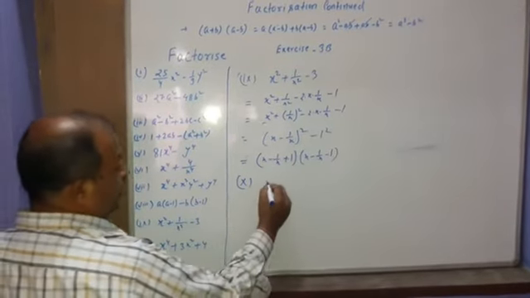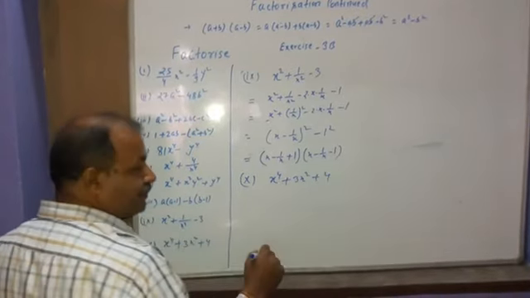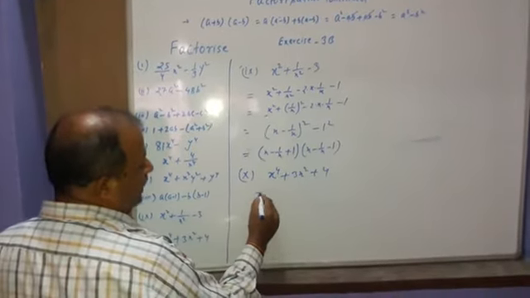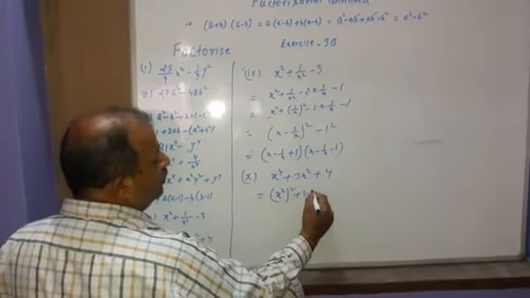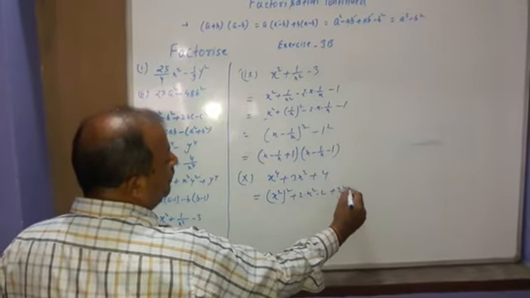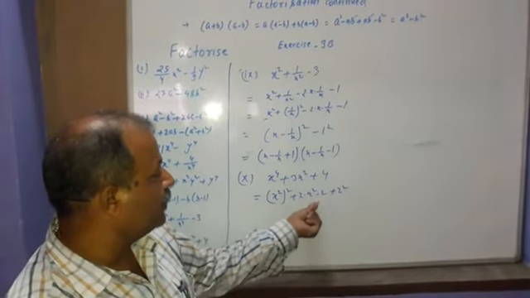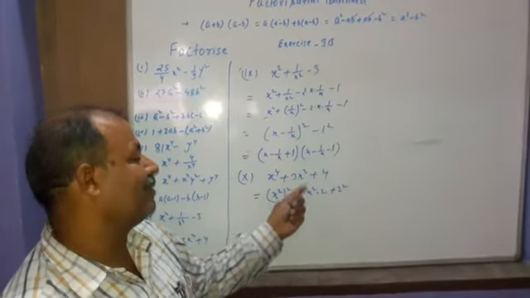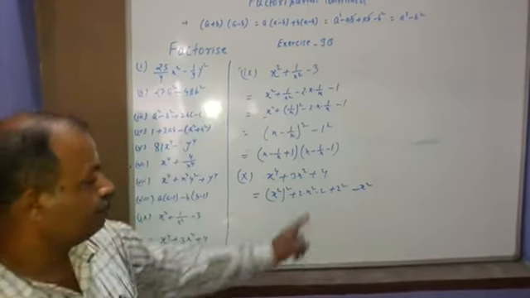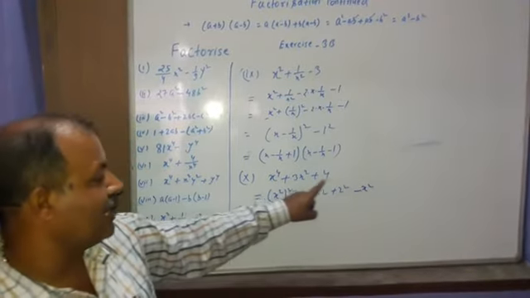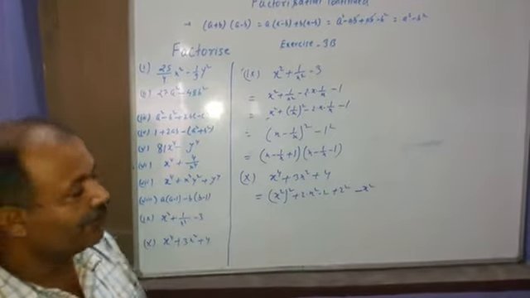This is x to the power 4 plus 3x square plus 4. Again we have to do the rearrangement. A square of x square plus 2 into x square into 2 plus 2 square. Here it gives 4x square, but it is 3x square. So therefore we have to write minus x square here. 4x square minus x square will give 3x square, and a square of 2 will give 4.